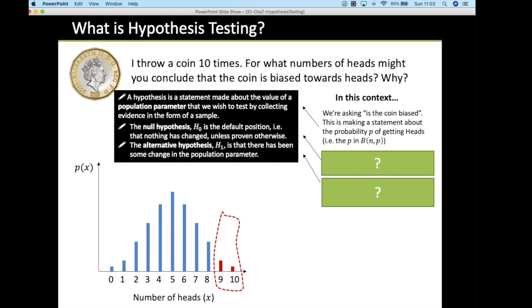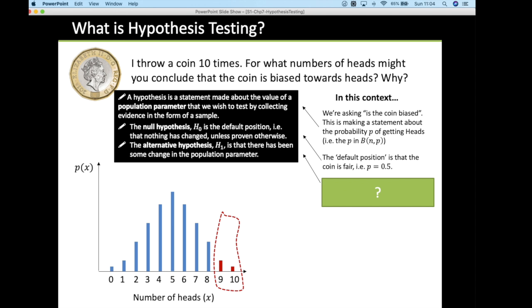So the null hypothesis, and this is really important, is the default position, i.e., nothing's changed unless proven otherwise. So what do we mean by the null hypothesis? Well, the null hypothesis is your starting point. So if I had a coin, what I'm saying here is that I think that the coin should be 0.5 probability of heads. That's my starting point there. I've got a coin. You expect it to have a probability of landing on heads of 0.5. That's my null hypothesis. That's the starting position. So it's the default position that the probability of the coin is fair. So the probability of getting a heads is 0.5.